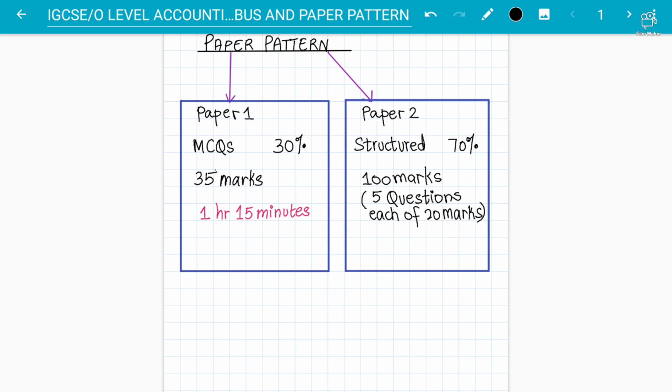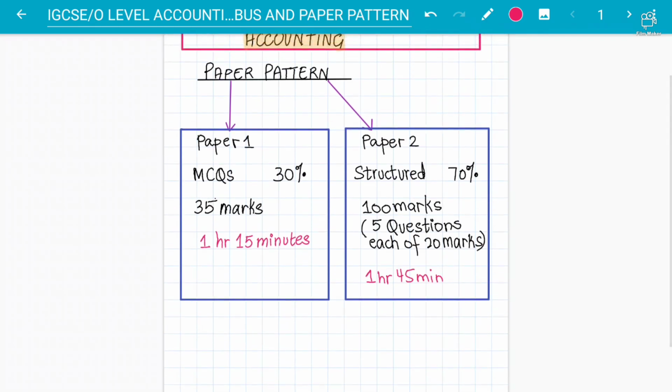But for paper 2, 5 questions will be tested, each of them for 20 marks, total makes it 100 marks. 70% is the weightage. Each question has parts as well, like A, B, C and D. For this paper you have 1 hour 45 minutes, which is 105 minutes in total. That is basically the paper 1 and paper 2 structure. The whole syllabus is tested.